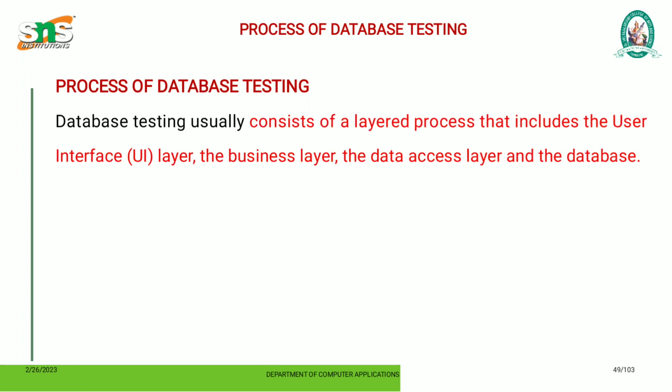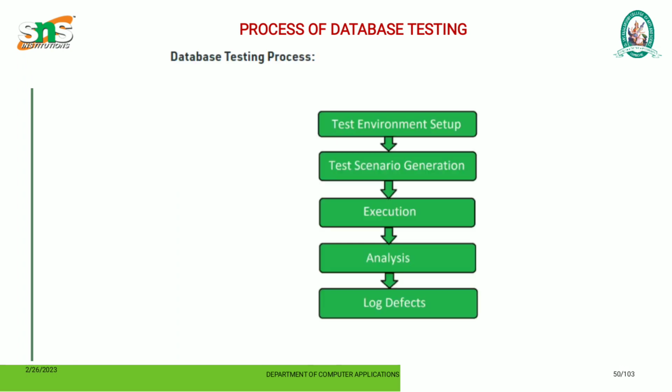The process of database testing usually consists of a layered process that includes the user interface layer, the business layer, the data access layer, and the database. Let us consider the database testing process flow: test environment setup, test scenario generation, execution, analysis, and log defects.